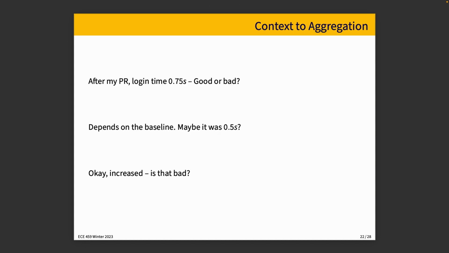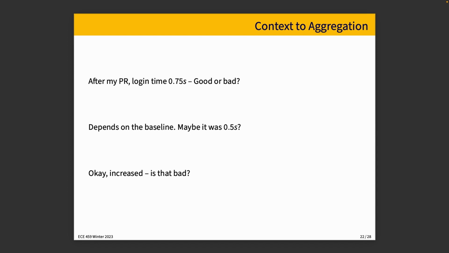Let me give a computer-related example. No violence required. Suppose that after my pull request has merged, the average login time from a user is 0.75 seconds. Is that good or bad? Some context helps us to answer that. Without a baseline to compare it to, I'm not sure. If it was 0.75 seconds before, then my PR made no difference. It was unrelated, or it had no effect when I desired some effect.